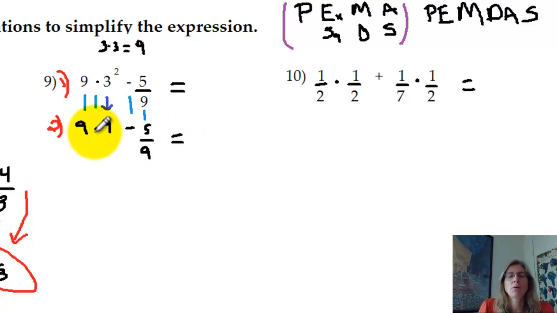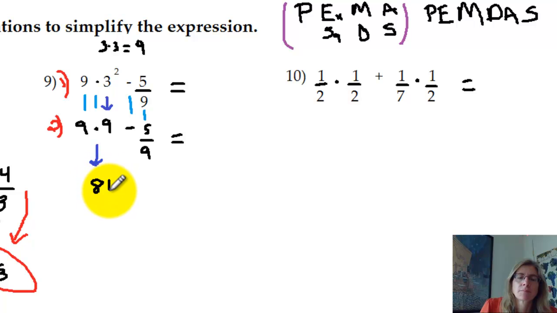Okay, now I go across this way. This is line 2. I look at my order of operations. Do I have a parenthesis or bracket? No. Do I have an exponent or a square root? No. Do I have a multiplication or division? Yes, I do. And I go left to right. Multiplication comes first, so we do that. So 9 times 9 is 81. And that begins our line 3. And we bring down the other parts of the problem, this subtraction sign, this fraction sign.